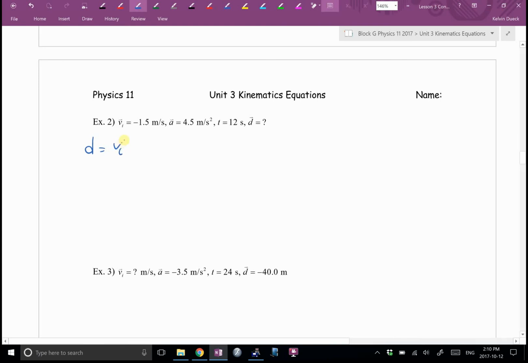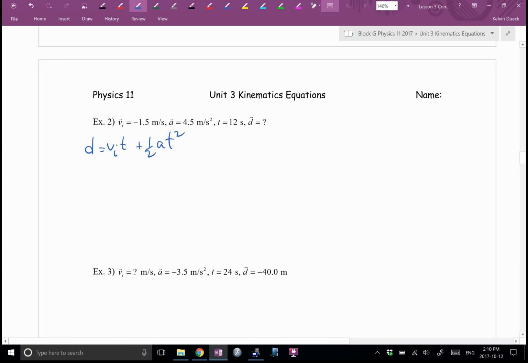Do I have VF? No. So why would I read that? Okay. By the way, what I did is I said, I don't have a VF. I'm not going to read anything with a VF. There's only one equation that has those 4 in it. So keep going. Try a different one. D equals VI T plus 1/2 AT squared.